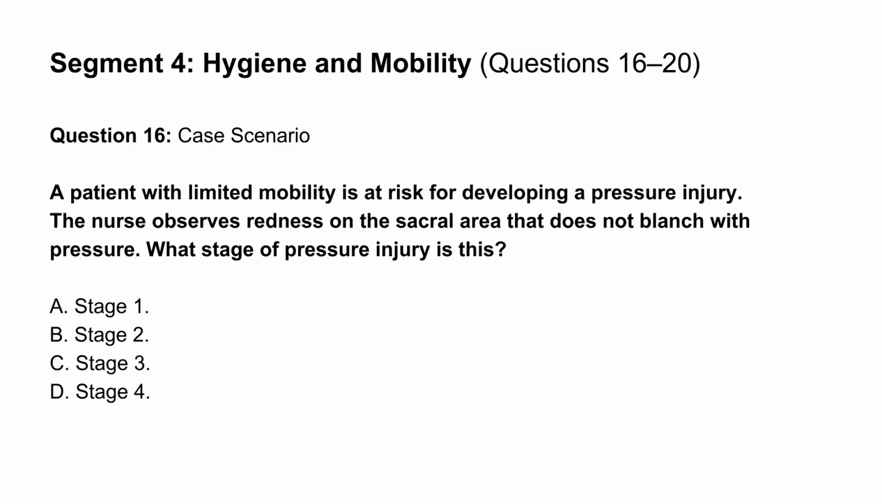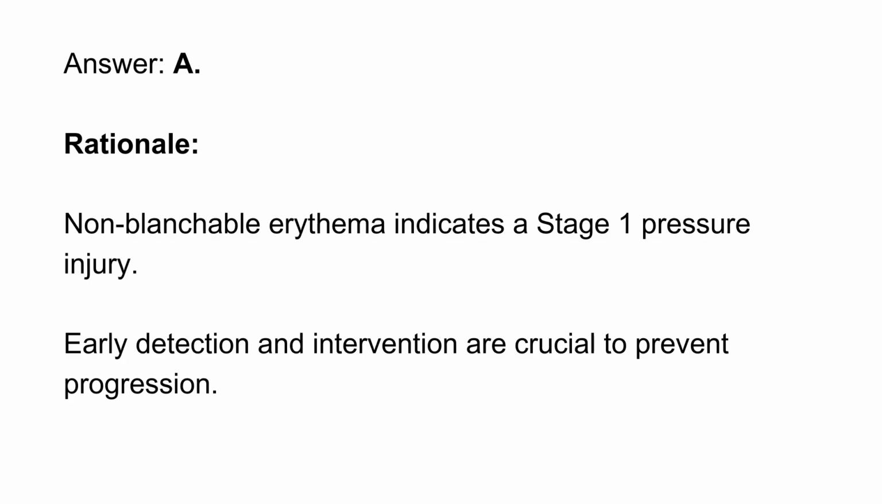Segment 4. Hygiene and Mobility. Question 16. A patient with limited mobility is at risk for developing a pressure injury. The nurse observes redness on the sacral area that does not blanch with pressure. What stage of pressure injury is this? A. Stage 1. B. Stage 2. C. Stage 3. D. Stage 4. Answer: A. Rationale: Non-blanchable erythema indicates a stage 1 pressure injury. Early detection and intervention are crucial to prevent progression.